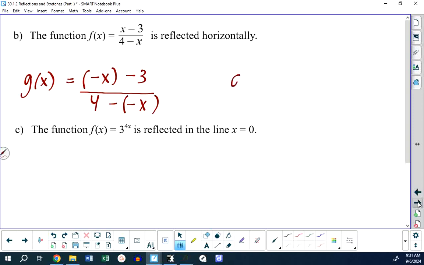I'm painting myself into a corner here, didn't leave myself enough room, that's okay. So I'm going to simplify this and write negative x minus 3 over 4 plus x. Capiche?